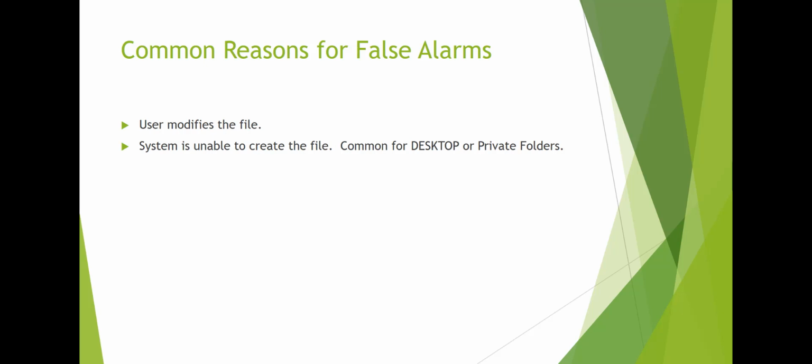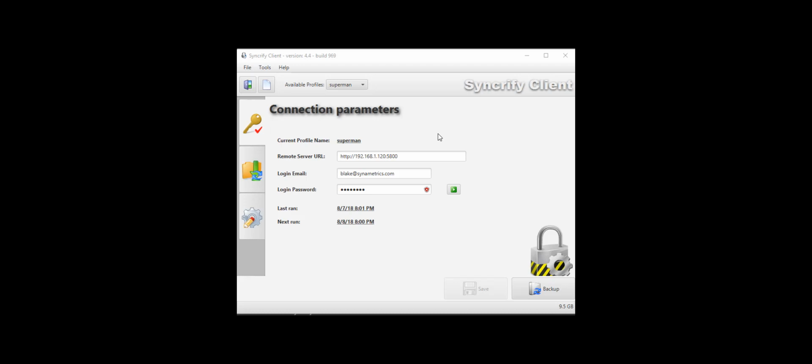To fix this, open the Syncrify client and click the Reset RWP button from the Tools menu. Then run a full backup using the GUI or a manual backup, which will create the bait file, and once the file is created, subsequent backups won't trigger the alert.